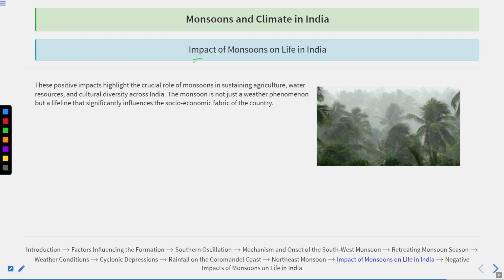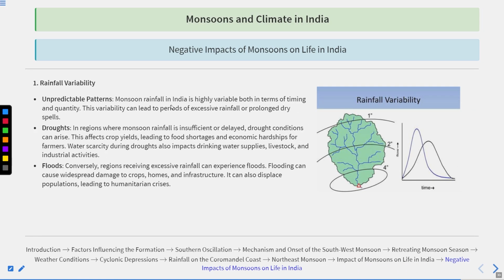Then impact of monsoon on life in India. These positive impacts highlight the crucial role of monsoon in sustaining agriculture, water resources, and cultural diversity across India. Monsoon is not just a weather phenomenon but a lifeline that significantly influences the socio-economic fabric of the country.